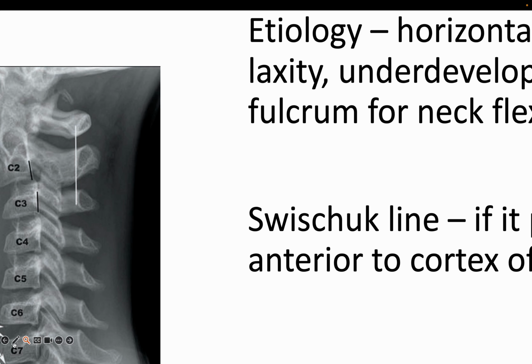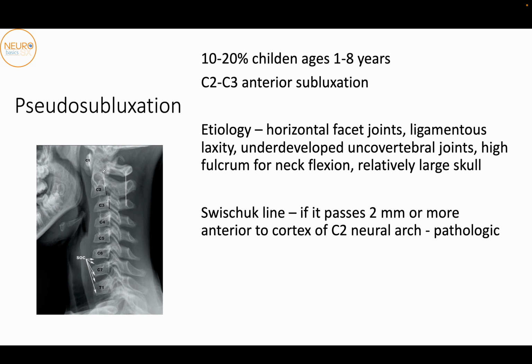So here, till the neural arch of C3, okay, and then just see where the anterior border of the C2 neural arch is going to cross this line. If it is less than 2 millimeters anterior to it, it is okay. But if it is more than that, it indicates that it's a pathologic subluxation for that child.